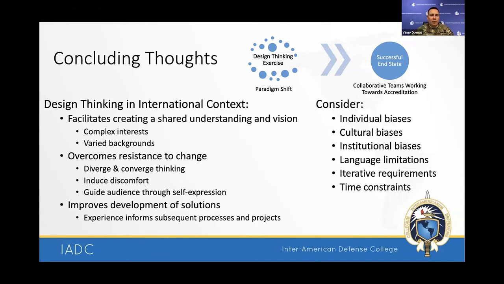Inducing comfort is probably the most important tool that I found in this process, because if it's facilitated properly, you take them from that discomfort to understanding and a shared understanding. And this iteration helped the working groups work better together, because they understood that this was something they weren't aware of before. And yes.